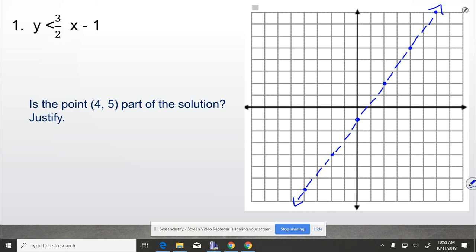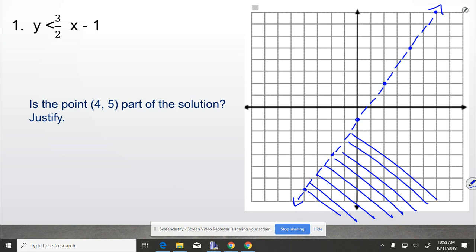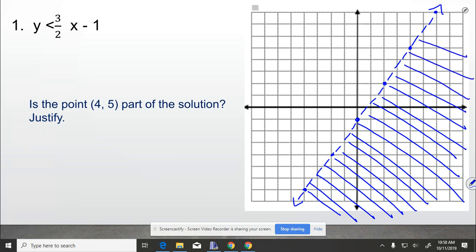So now again, because it's less than, we want to shade under the line. So look at the y-axis. We want to shade where the y-axis is pointing down for it to be less than. So under the line would be shaded here. And when we're shading, we're not coloring in the whole area. We're drawing perpendicular lines to the line that represents the equation. So now every coordinate in that shaded area is a solution to our equation. And if we plug them into the equation, it would satisfy the inequality.